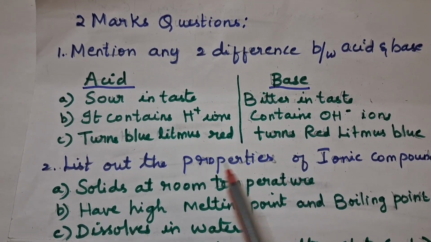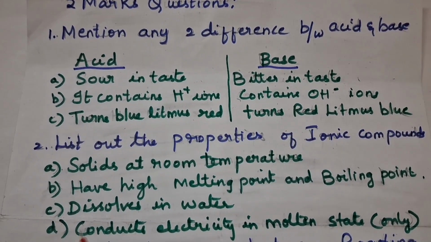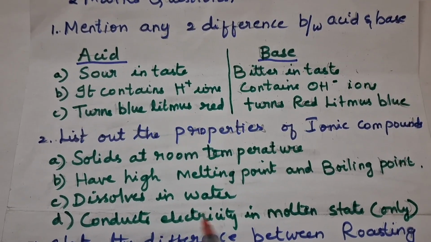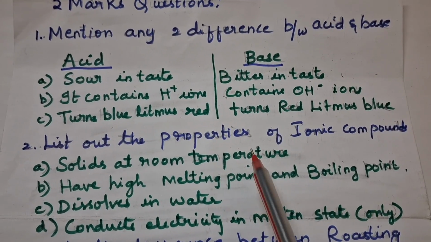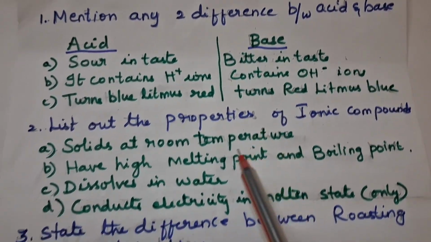The next one is, list out the properties of ionic compounds. They are solids at room temperature. They have high melting point and boiling point. They dissolve in water and they conduct electricity in molten state or in aqueous state. You have to remember sodium chloride, common salt, as an example of an ionic compound.